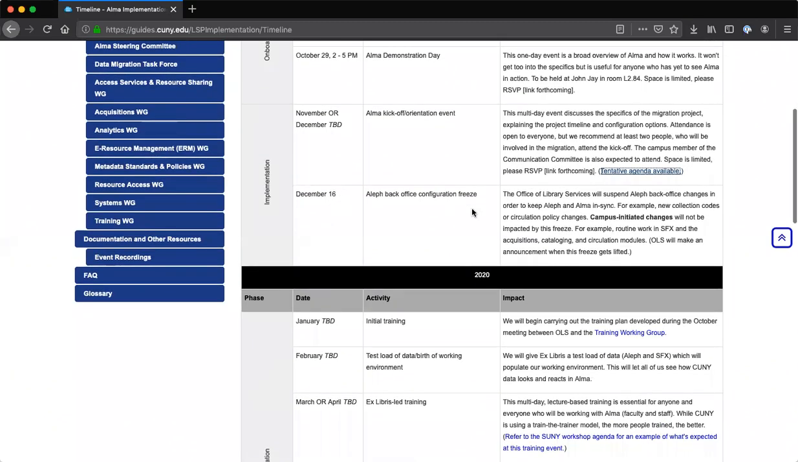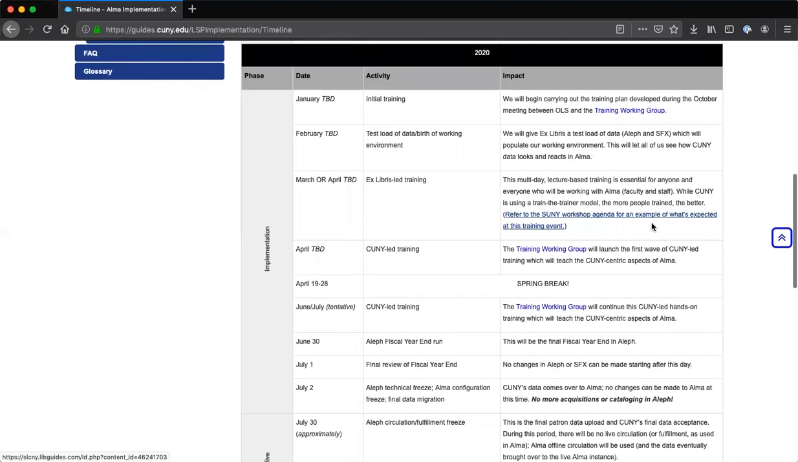On December 16th, there will be an Aleph back office configuration freeze. OLS will suspend Aleph back office changes in order to keep Aleph and Alma in sync. So these are things that OLS does for the campuses, such as new collection codes or circulation policy changes, things like that. Campus-initiated changes, such as routine work in the acquisitions, cataloging, and circulation modules, will not be impacted by this freeze. And we will make an announcement when this freeze gets lifted.